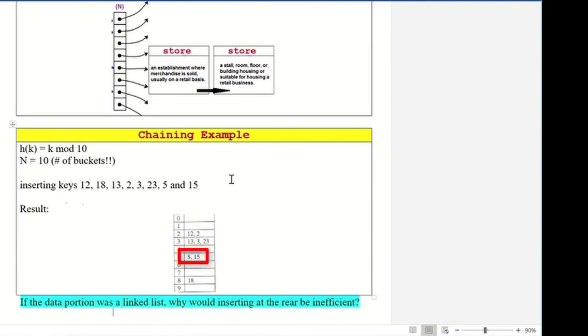Now, okay, it's already there. I want you to look at the question at the very bottom. If the data portion was a linked list, why would inserting at the rear be inefficient? Why?